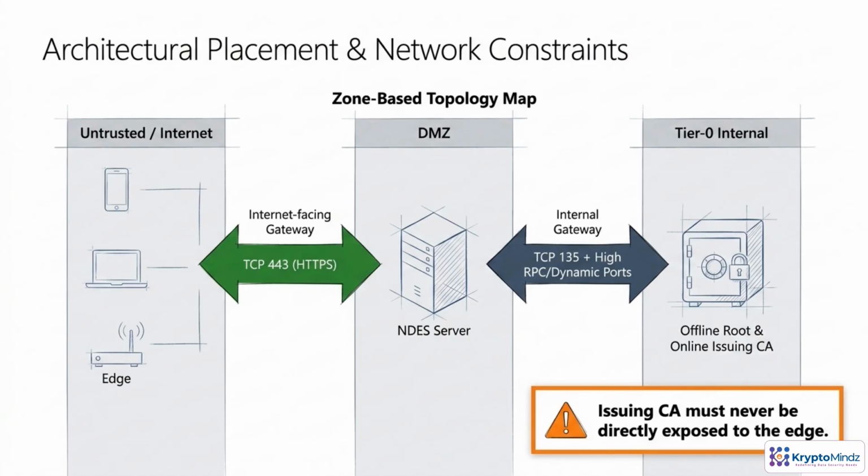Placing PKI components on the network is really about deciding how much risk you're willing to expose to your issuing CA. Edge devices and the internet should only ever talk to a hardened gateway over HTTPS. That gateway then talks to something like NDES in the DMZ. From there, a tightly controlled internal gateway reaches into the tier zero zone, where your offline root and online issuing CA live. The core principle: issuing CAs stay deep inside the protected zone, never directly reachable from untrusted or DMZ networks.